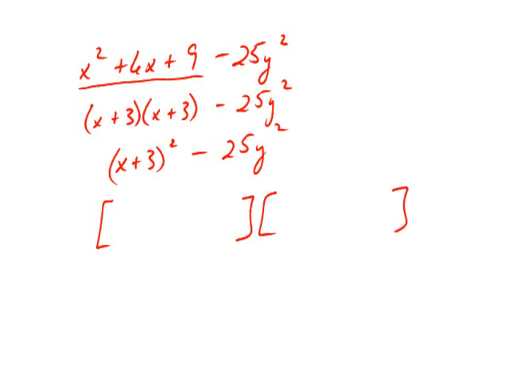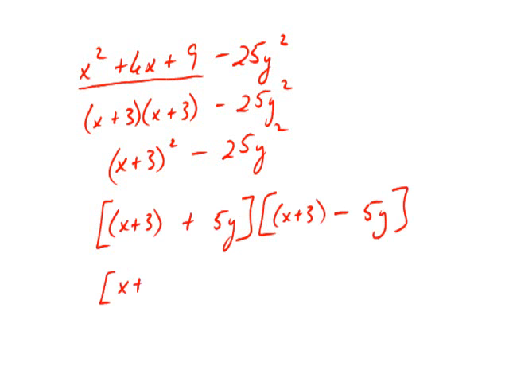which means I can factor the x plus 3 quantity squared into x plus 3 and x plus 3, 25y squared into 5y and 5y, plus and minus. And getting rid of the parentheses, we have the factored form of the original polynomial.